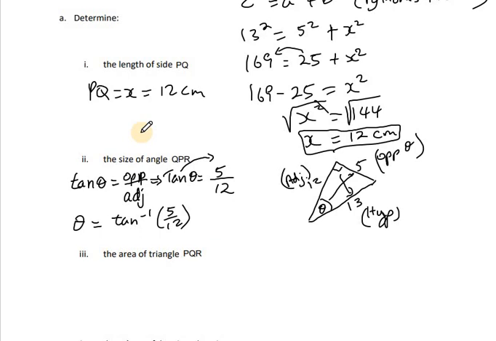A good practice would be to put open bracket 5 over 12 and then put close bracket, then equals. And your answer should be 22.6 degrees.